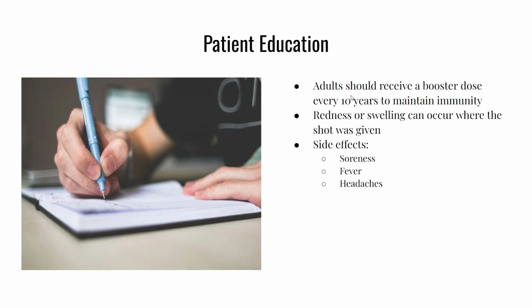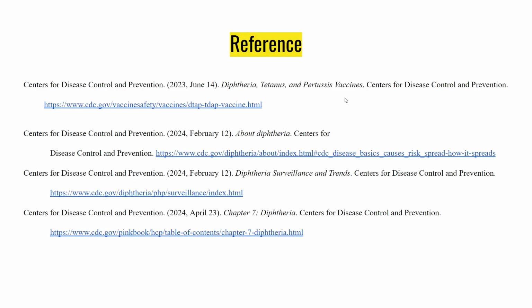Here's some patient education on the diphtheria vaccine. Adults should receive a booster dose every 10 years to maintain immunity, and redness or swelling can occur where the shot was given. Side effects include soreness, fever, or headaches. And here are resources used for this video.